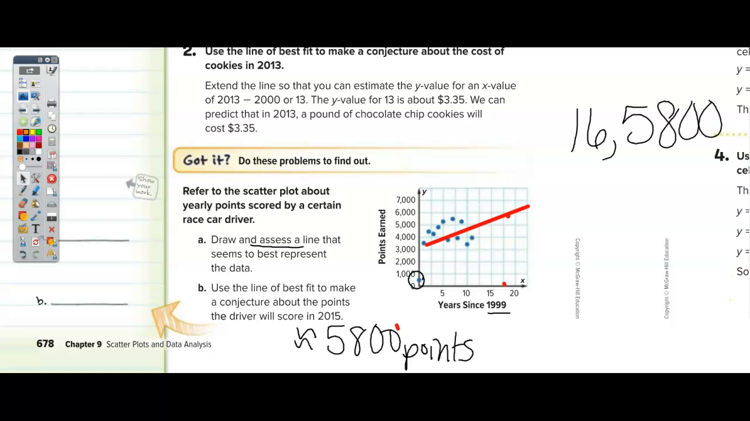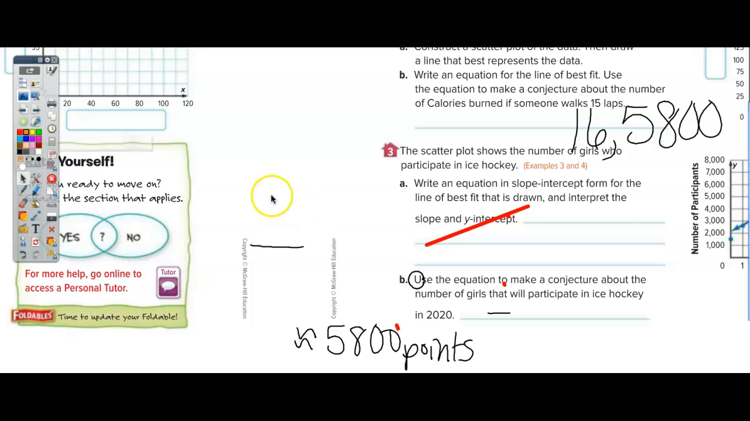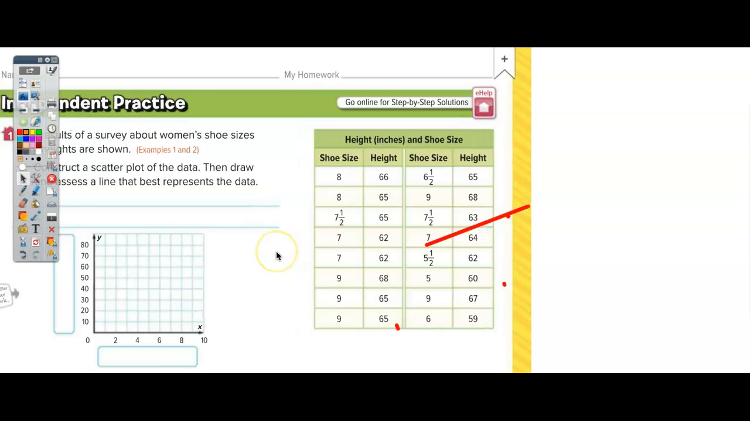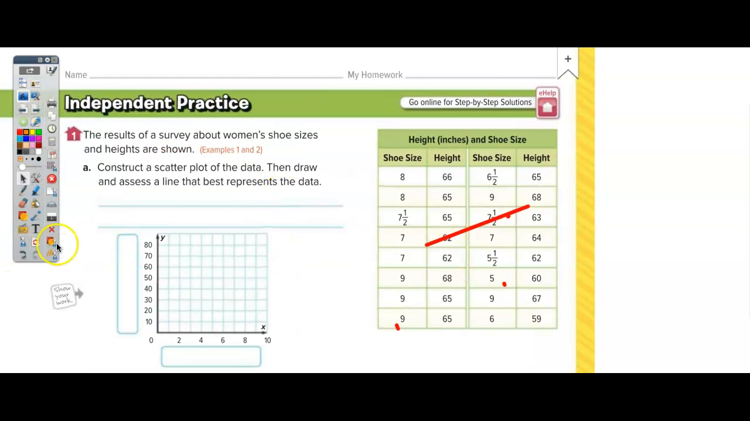So your homework for today is actually on page 681. And I just want you to do number 1 on this page. You're going to construct the scatter plot using this information here. I will tell you that your x-axis should be the shoe size and your y-axis should be the height. So these are your x's, y's, x's, y's. Make sure that you label your x-axis and your y-axis.